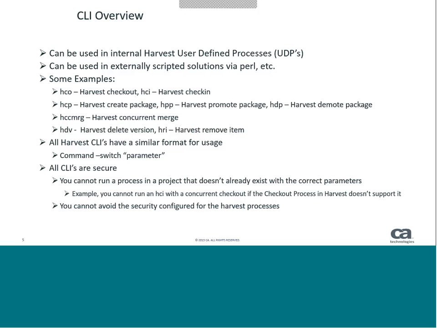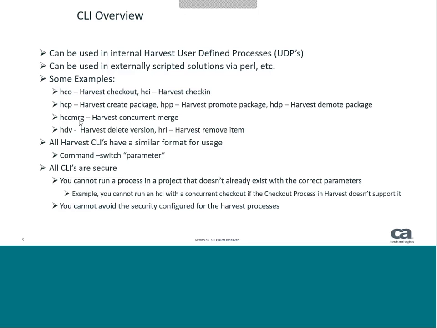And so this third bullet down, HCCMRG, is the Harvest concurrent merge. So if somebody's checking in against a package, we now know that package variable is automatically available to Harvest. We could pass that to the concurrent merge command line utility through a UDP and have that package automatically concurrent merged. So all of the versions are now merged to the trunk.